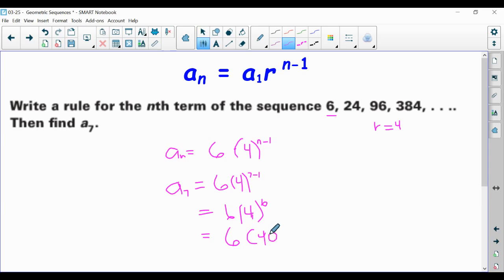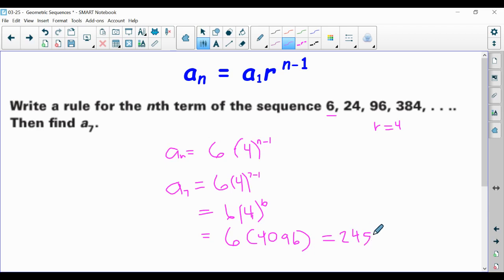If I were to continue this pattern and move it all the way out to the 7th term, that would get me to 24,576. So this is an exponential function, which we know grows very quickly. Even though we've got 4 of the terms here, by the time we get 3 terms later, we're already at 24,576. So it grows very quickly.